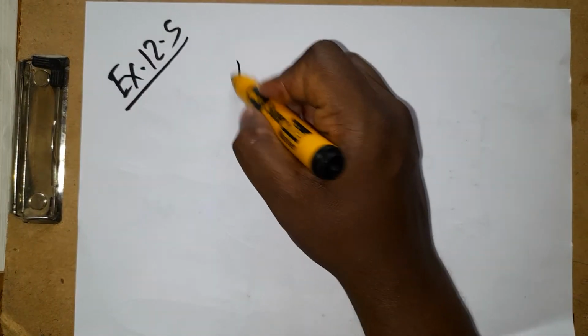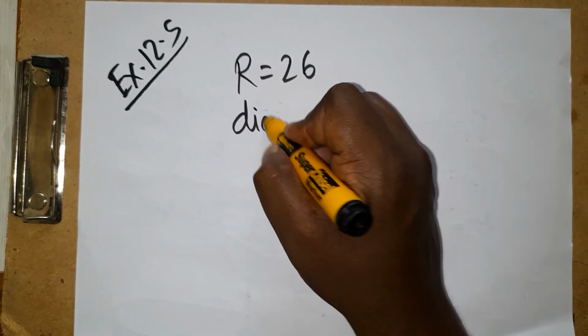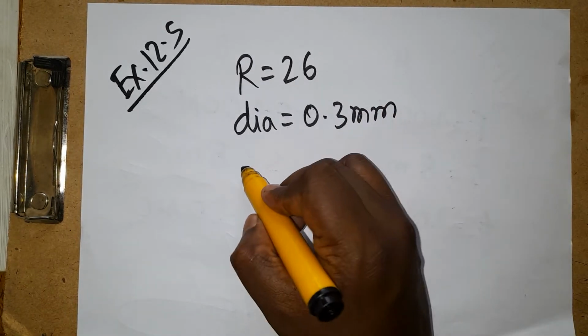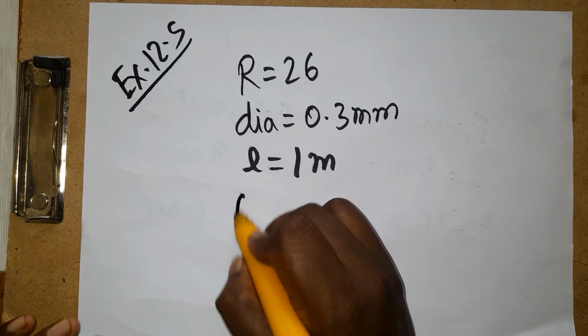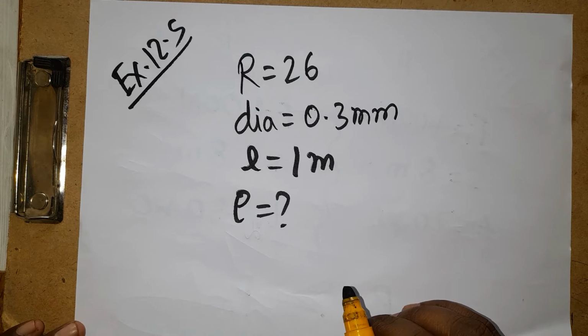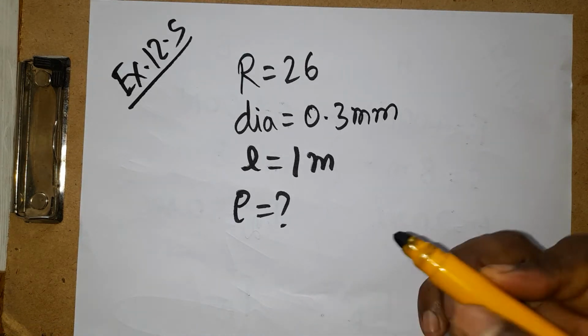Okay. Resistance is given as 26. Diameter is given as 0.3 millimeter. Length is given as 1 meter. Now resistivity is the question mark. They asked you to tell what material it is. This is a question they asked previously in the CBSE board exam also.